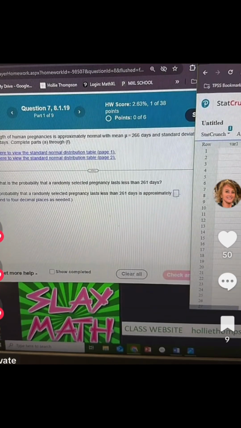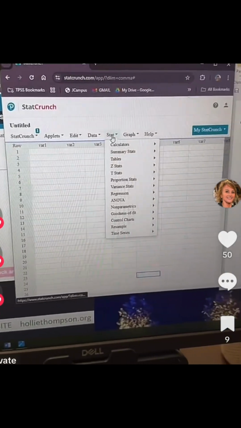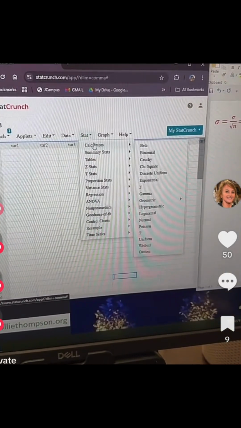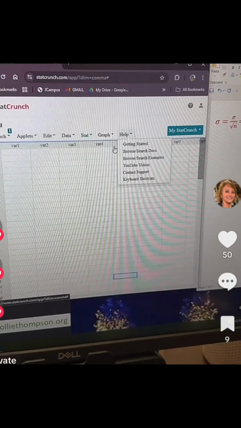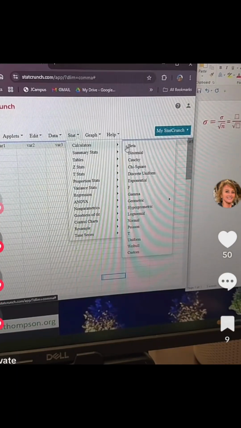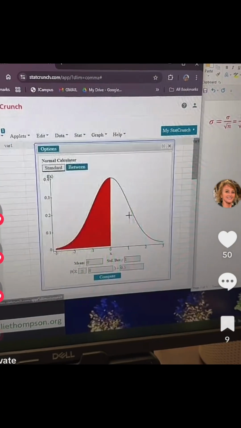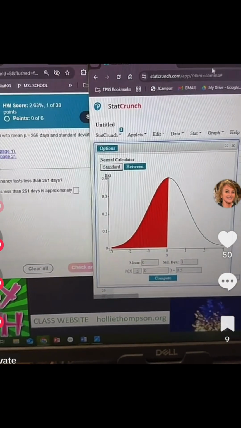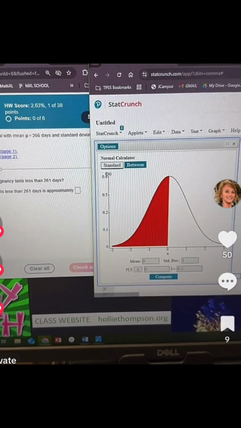We're going to Stat, Calculators, Normal. Stat calculators. Go down here to Normal, right here. Normal calculator comes up with this, our little red hill.